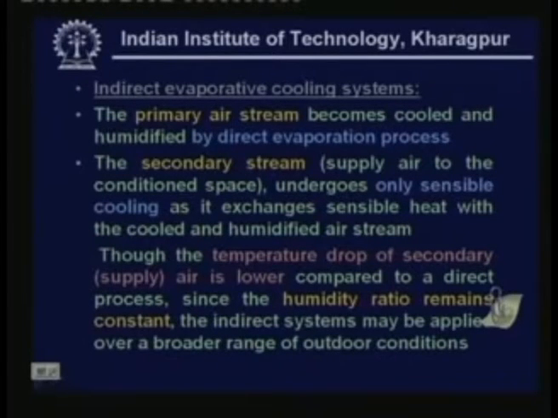Though the temperature drop of the secondary air is lower compared to a direct process, since the humidity ratio remains constant, the indirect systems may be applied over a broader range of outdoor conditions. This is the advantage of indirect evaporative cooling systems over direct evaporative cooling systems. Now let me show a schematic of an indirect system.